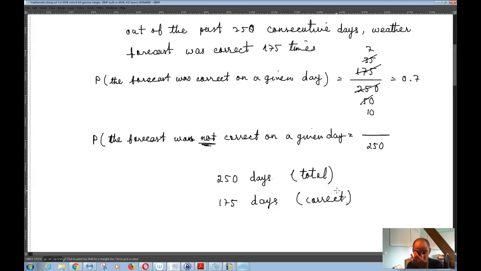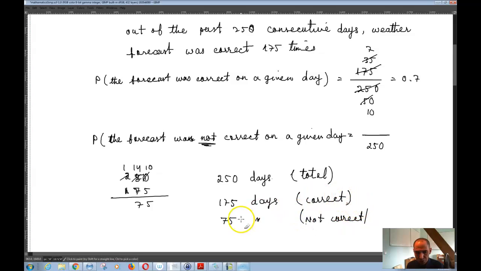So now if you want to calculate the number of days on which the weather forecast was not correct, you have to subtract 175 from 250. So 250 minus 175, let me write it that way, is 75 days. So that means that on 75 days, the weather forecast was not correct.